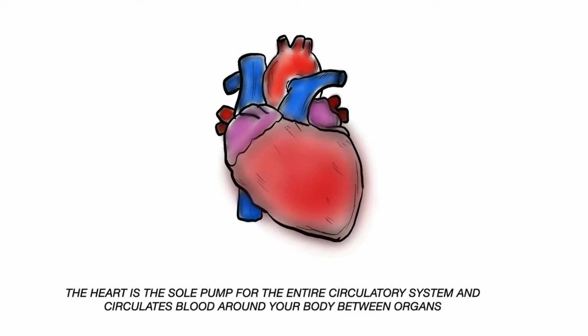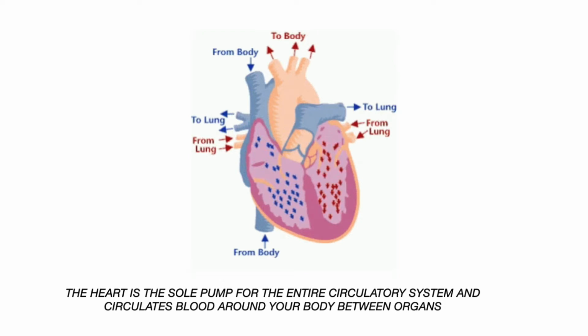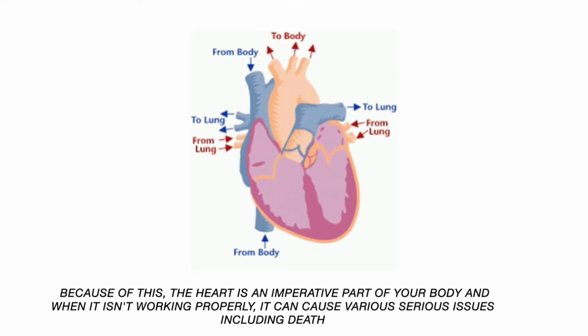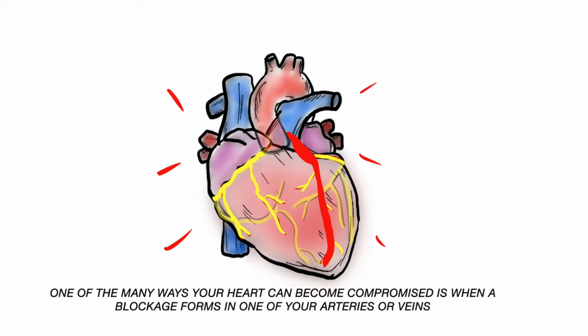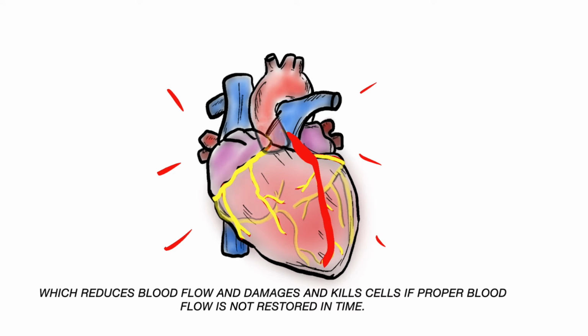The heart is the sole pump for the entire circulatory system and circulates blood around your body between organs. Because of this, the heart is an imperative part of your body, and when it isn't working properly, it can cause various serious issues, including death. One of the many ways your heart can become compromised is when a blockage forms in one of your arteries or veins, which reduces blood flow and damages and kills cells if proper blood flow is not restored in time.